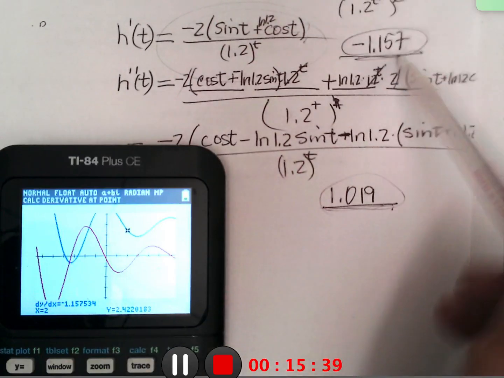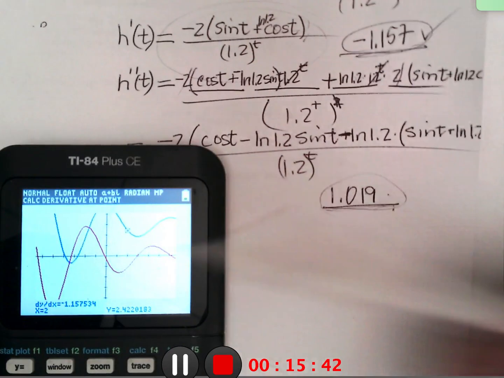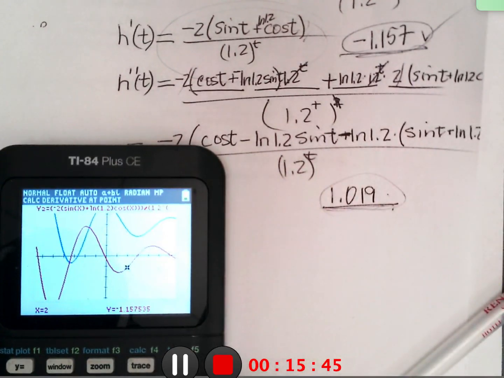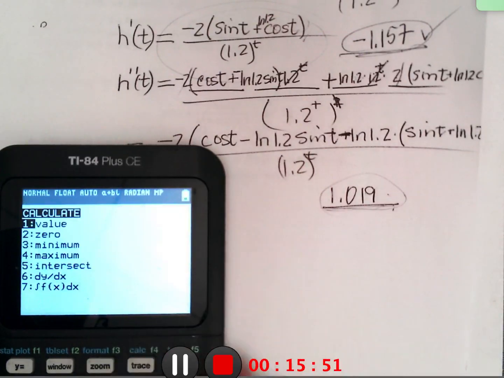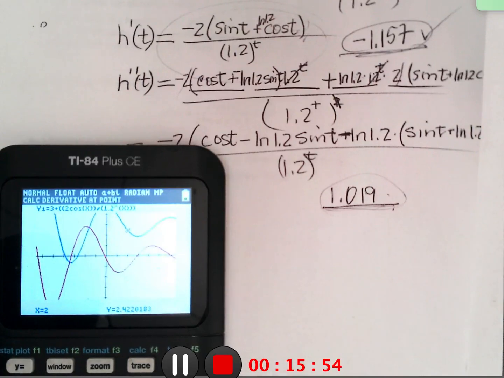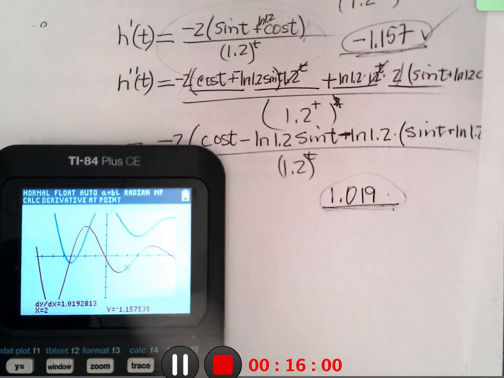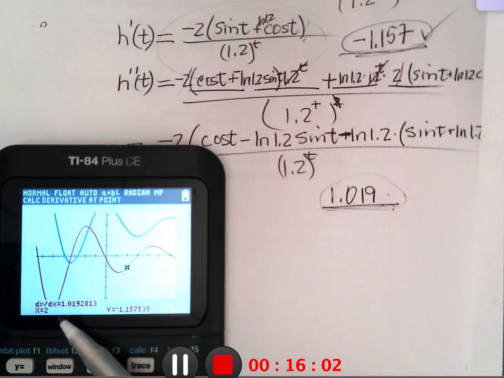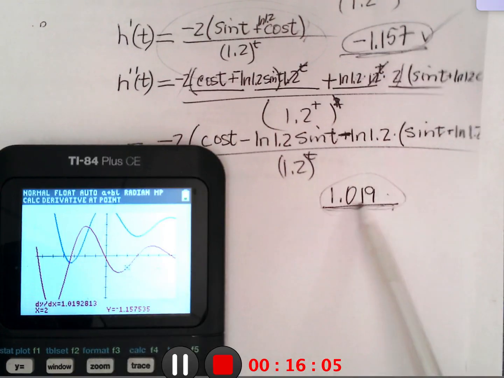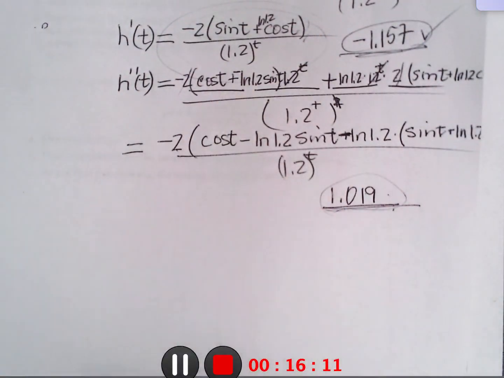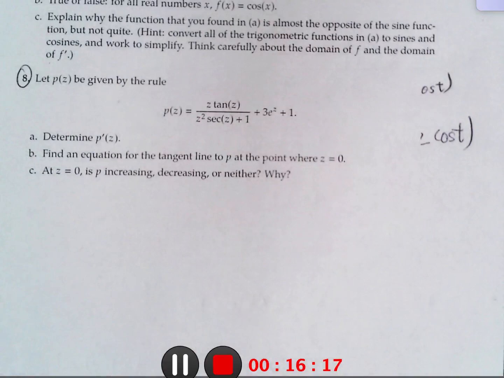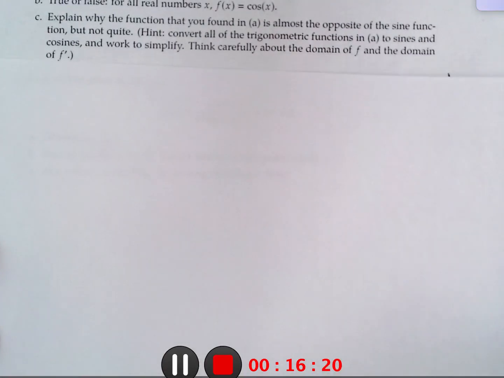That checks. And now the slope of the second derivative, I think if I just push the down arrow, I'm on that one. And then I can go second, calculate 6, the slope. Oh, I need to go down. And now I can enter in 2, enter, and it says that slope is 1.019, which is what we have. So that's number 6, with the checking using the calculator. Okay. Let's do 7.